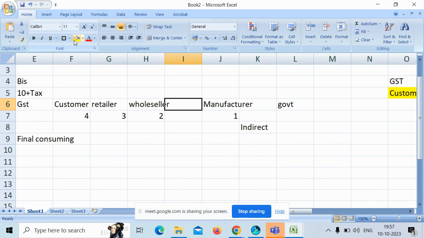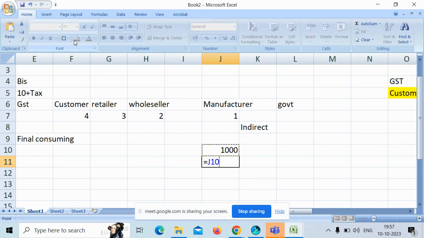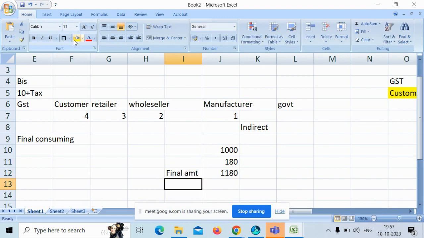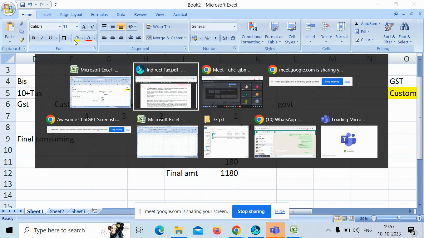Suppose I am giving one lecture, and the value of one lecture is 1000 rupees. Now, to this 1000 rupees, I'll add 18% GST, making 1180 rupees. So, this is my final amount. This amount becomes a little expensive, inflationary to people, because to my fees amount, I added tax.